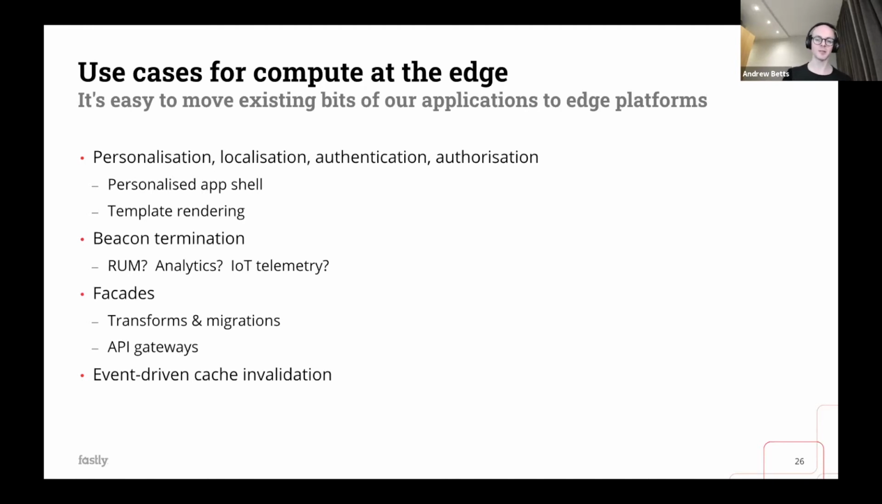If you have any kind of middleware layer that is doing compatibility transforms for upgraded infrastructure or migrations between different versions of software, or you've got an API gateway, another great example. Anyway, all of this is pretty pedestrian.